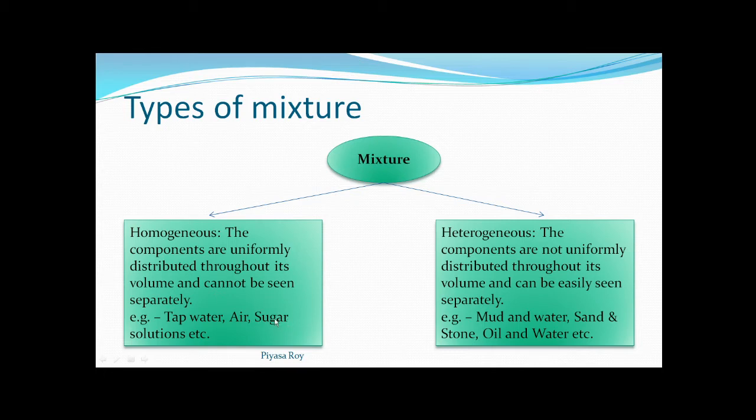In a sugar solution, when we dissolve sugar in water, the sugar particles will get dissolved in water and it will form a uniform mixture. We cannot separately see the sugar particles. In the same manner, air is composed of different gases, but in air we cannot separately distinguish the gases. So these are the examples of homogeneous mixture. Whereas in a heterogeneous mixture, this term means different.